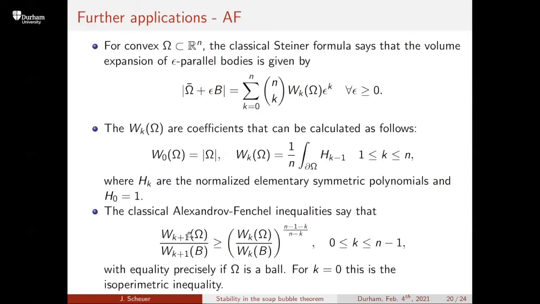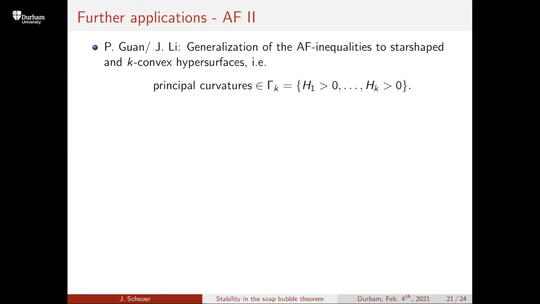And we note that for k equals one, this is just the isoperimetric inequality. So these are just generalizations of the isoperimetric inequality, which makes them interesting in geometry. Today I would like to discuss stability results for this. In the convex case, this has been well known, but there are non-convex versions of this.